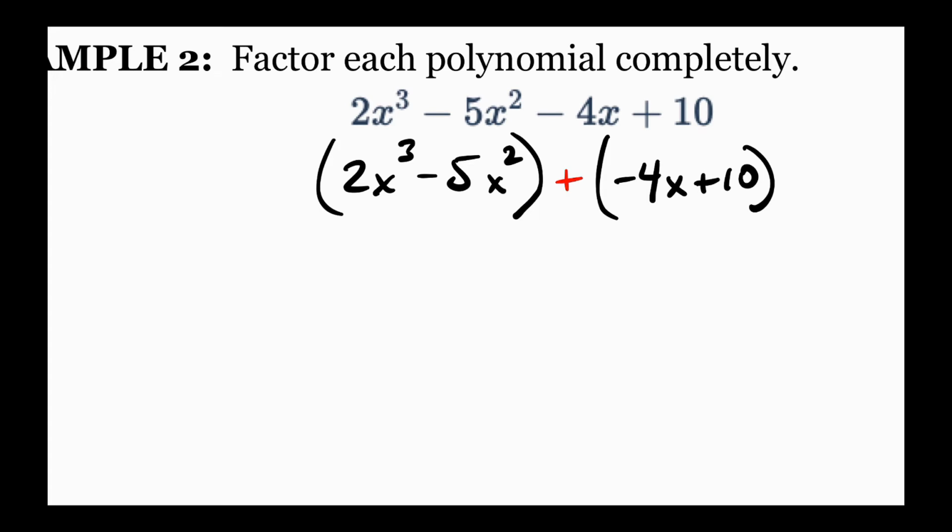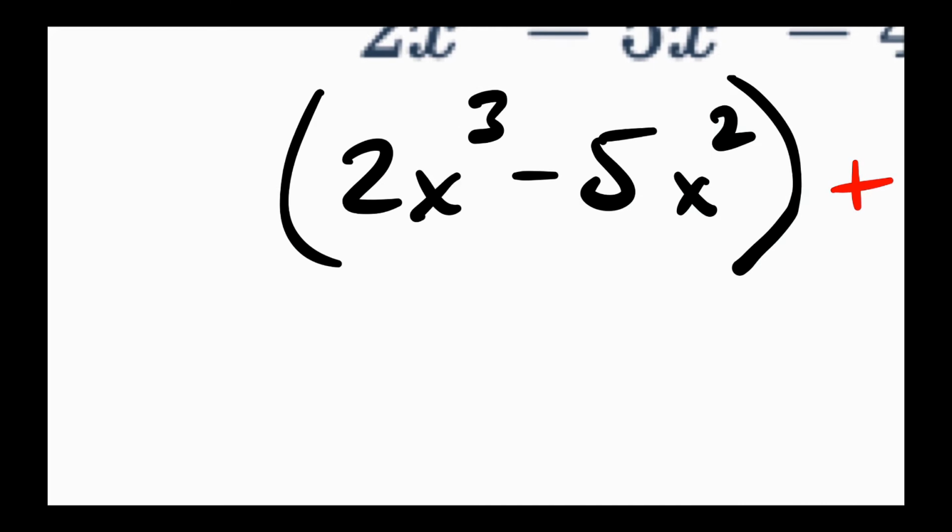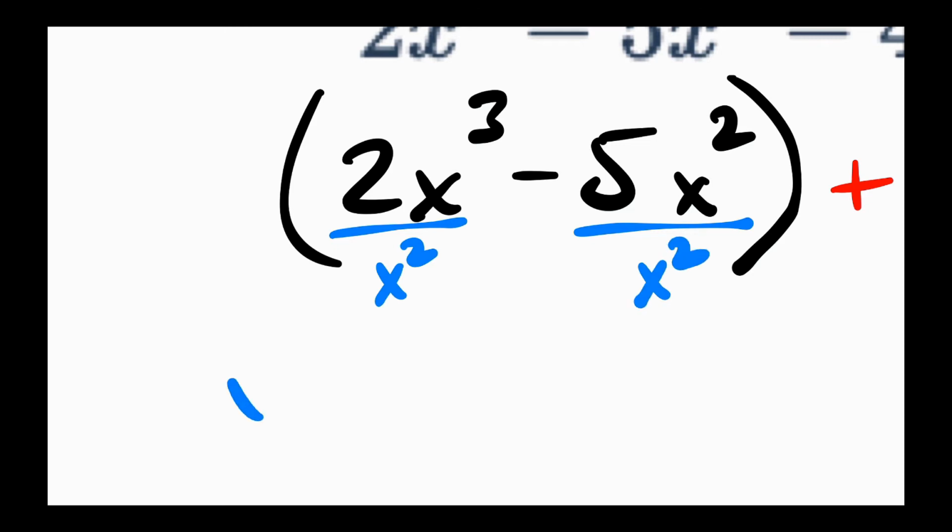Okay. The first group. Is there anything in common in the first group? Yep, I can take out an x squared here. After I take away 2 powers of x, what's left over? 2x minus 5. Good.